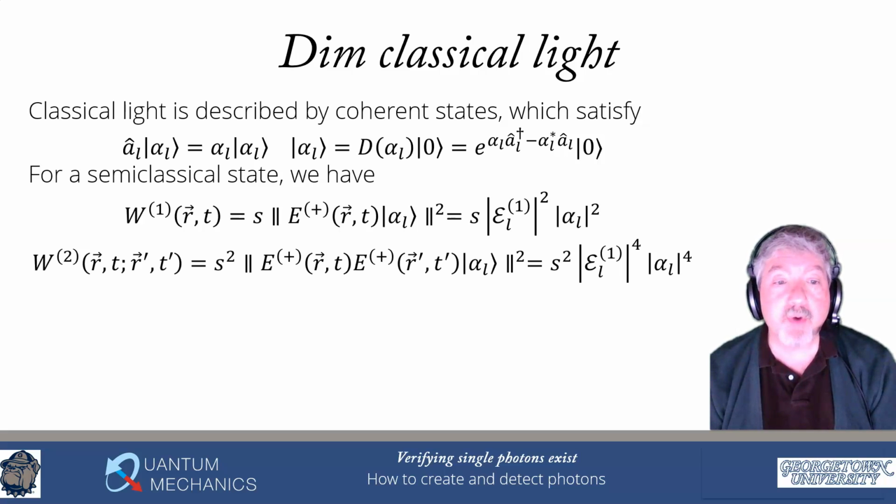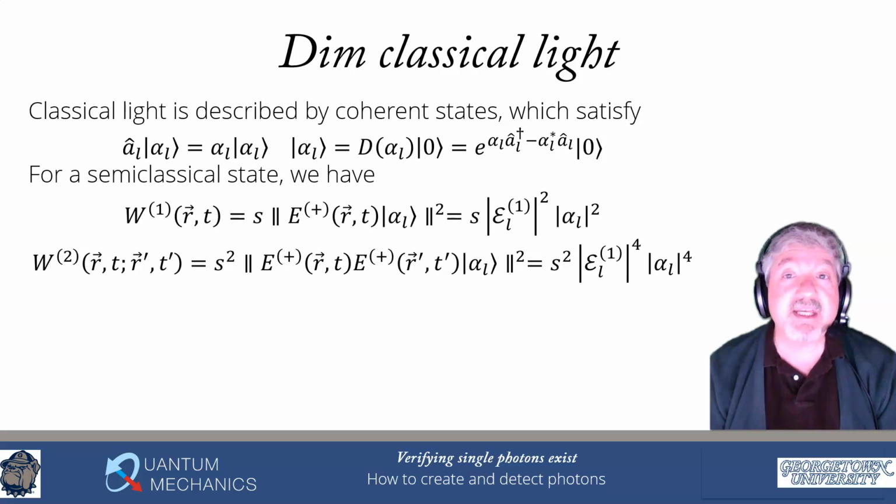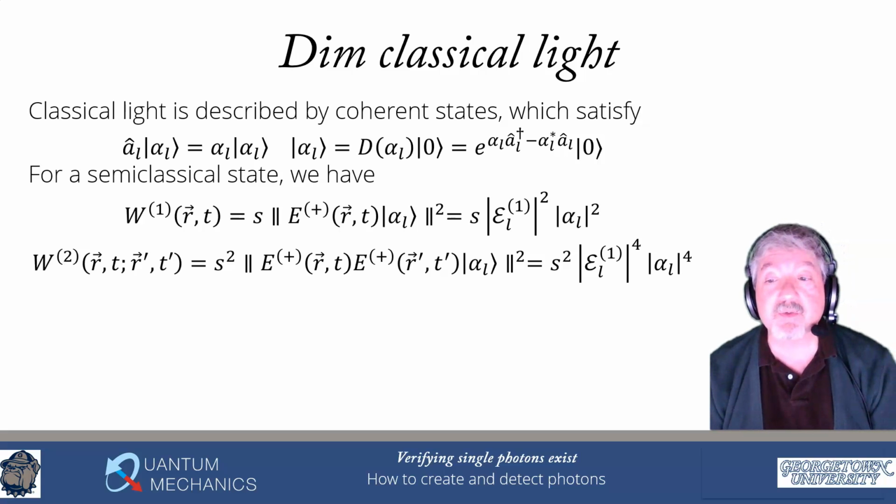Now let's look at the 2-particle amplitude. That's given by S squared E plus of RT and E plus of R prime T prime. Now each E plus has an A_L in it. And I have 2 of them. But alpha_L is an eigenstate of A_L. So each A_L gives me an alpha_L. So I'll get alpha_L squared. And when I take the modulus squared of that, I get modulus of alpha_L raised to the 4th power. And you see, W2 is just equal to the square of W1.